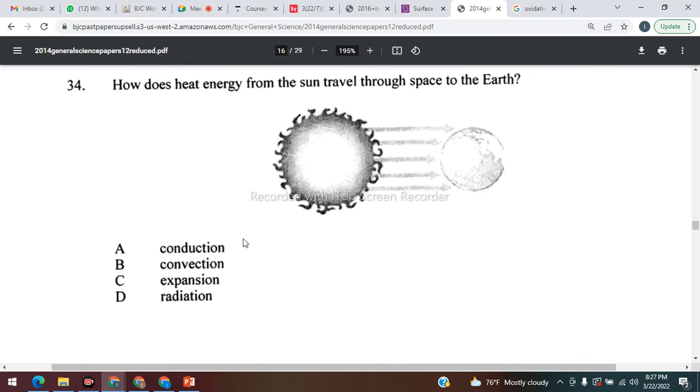Number 34. How does heat from the sun travel through space to the earth? Is it by conduction, convection, expansion, or radiation? A, B, C, or D? D. D, very good. It is radiation. Conduction is heat transfer in a solid. Convection is heat transfer in a liquid. Expansion, just expanding. And then radiation is heat transfer in a vacuum, or heat transfer in space.